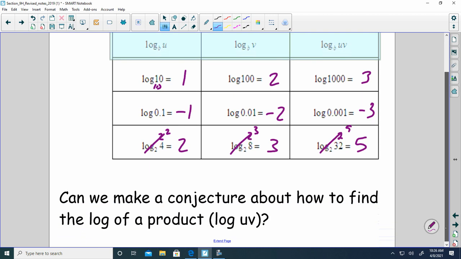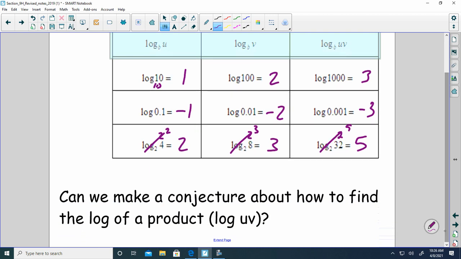So can we make a conjecture of how to find the log of a product u and v? I don't know. Well, we're going to figure this out. So I think we're going to start expanding these. And the rules of expansion are pretty straightforward.